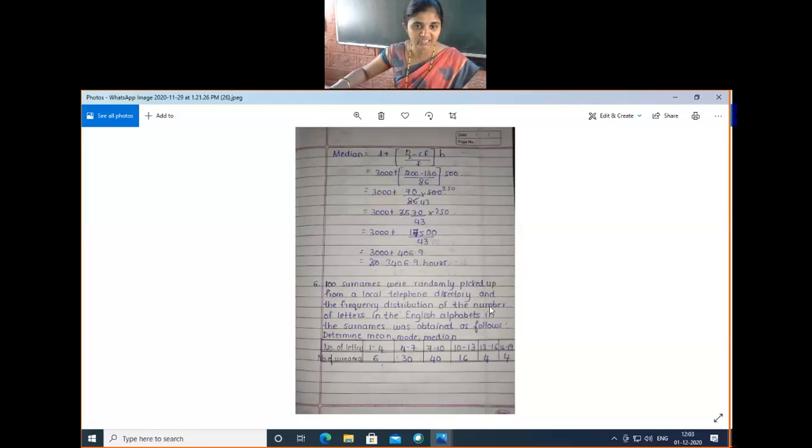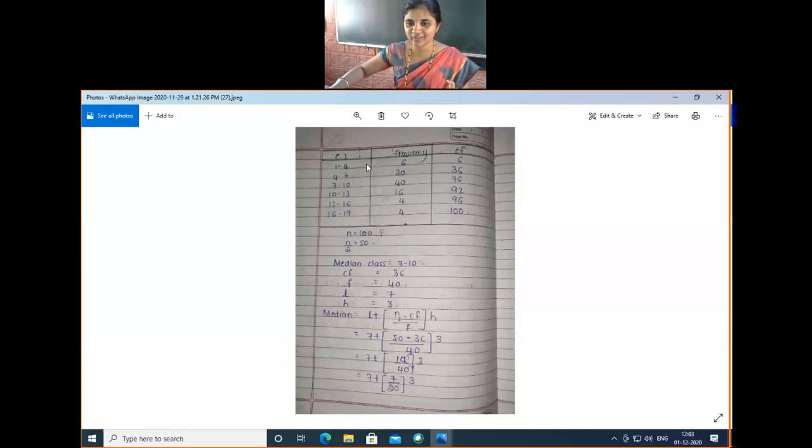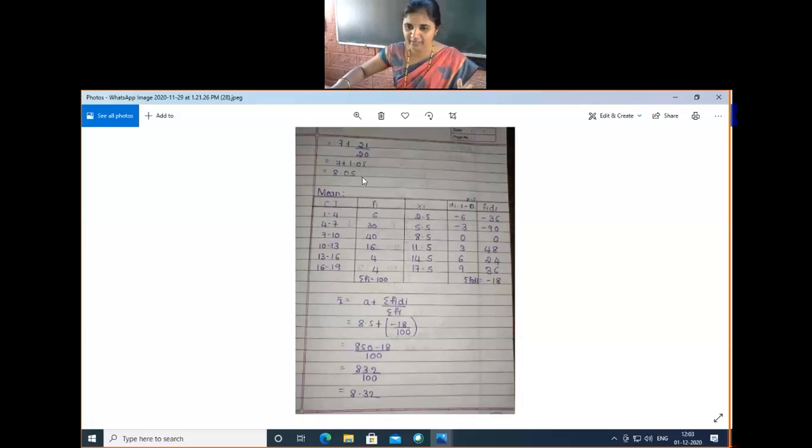Next, sixth problem. 100 surnames were randomly picked up from a local telephone directory and the frequency distribution of the number of letters in the English alphabet in the surnames was obtained as follows. So here the data is given. Determine mean, median, mode. Last bumper question for you. Okay. So you have to find all three measures of central tendency. Is that clear? Okay. So your class interval, frequency. First we are concentrating on the median only because this is a median related exercise. First you work out the median.